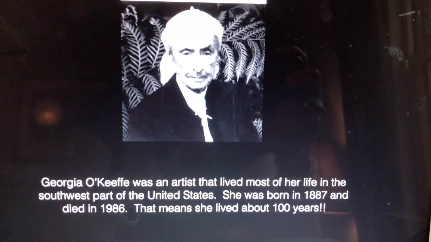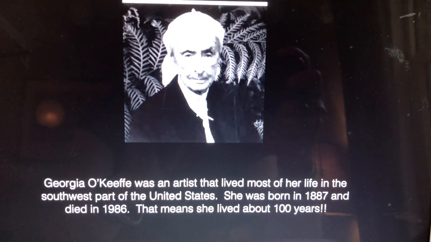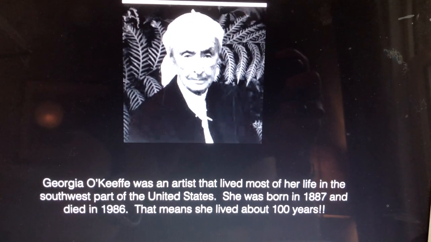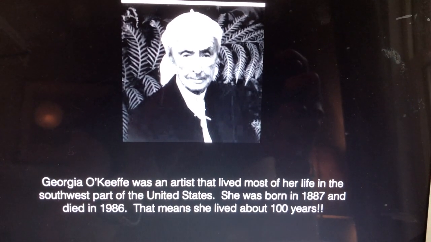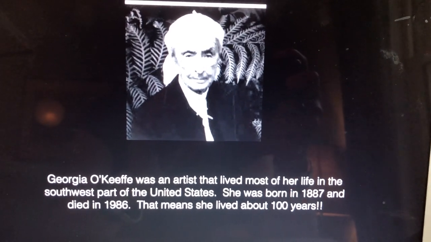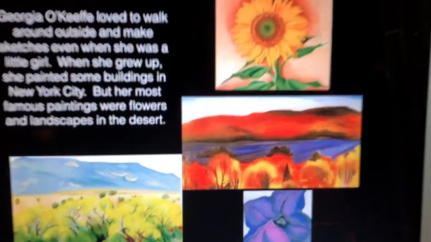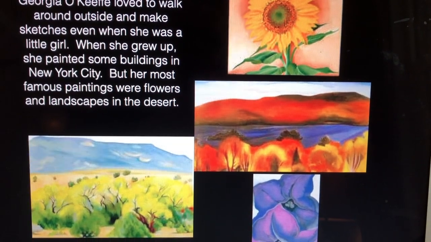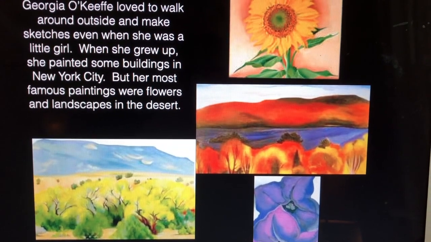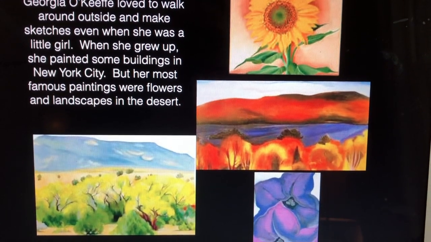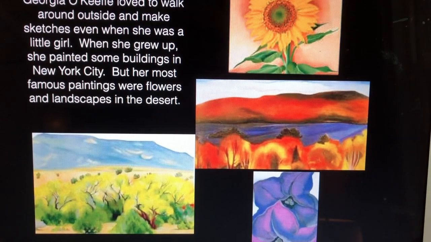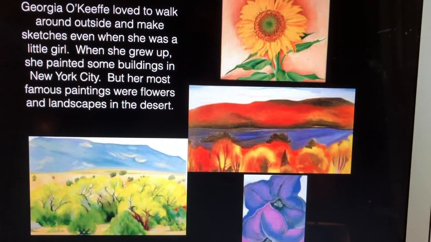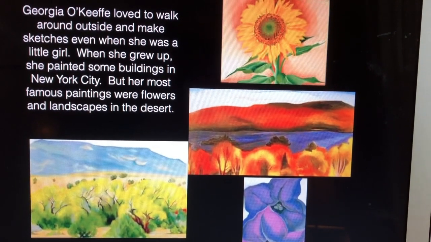Georgia O'Keeffe was an artist that lived most of her life in the southwest part of the United States. She was born in 1887 and died in 1986. That means she lived about 100 years. Georgia O'Keeffe loved to walk around outside and make sketches, even when she was a little girl. When she grew up, she painted some buildings in New York City, but her most famous paintings were flowers and landscapes in the desert.